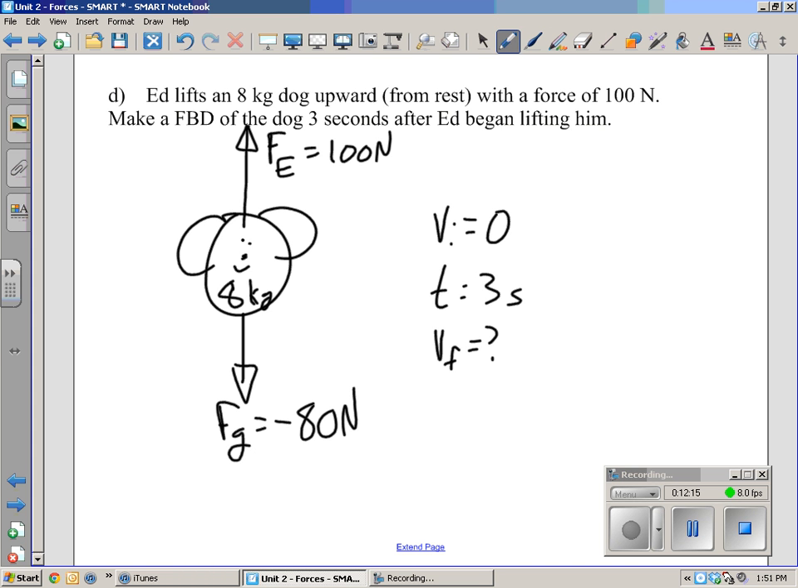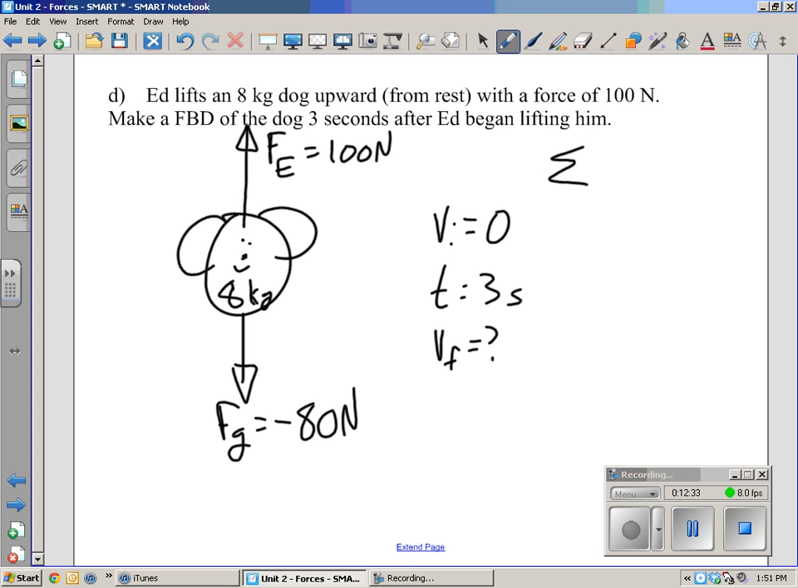Because Ed is lifting the dog, he's not touching the floor or the ground or anything, right? So he's not sitting on any sort of surface, so there is no normal force. That's probably worth writing down. There's no normal force because the dog is not sitting on any surface because Ed is lifting him, right? So I think that's all of our forces.